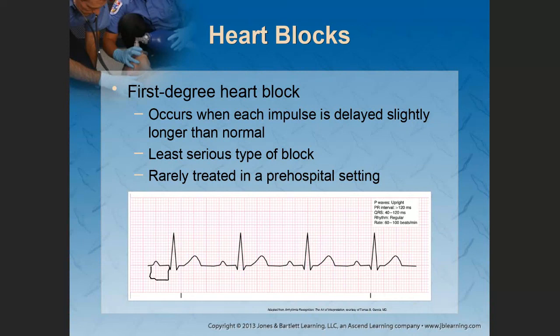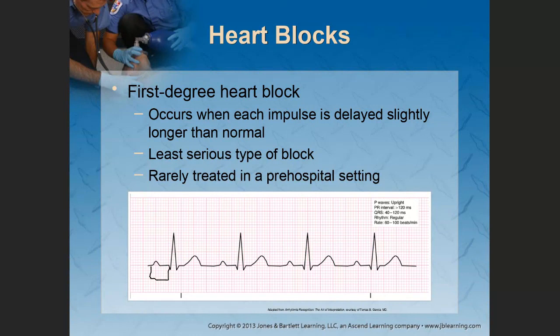Something is blocking the impulse. Something is causing a delay in the impulse. This is a patient with a heart block. This is a first-degree heart block. Not something you're expected to know. I'm just using this as an example to show how subtle the changes can be.